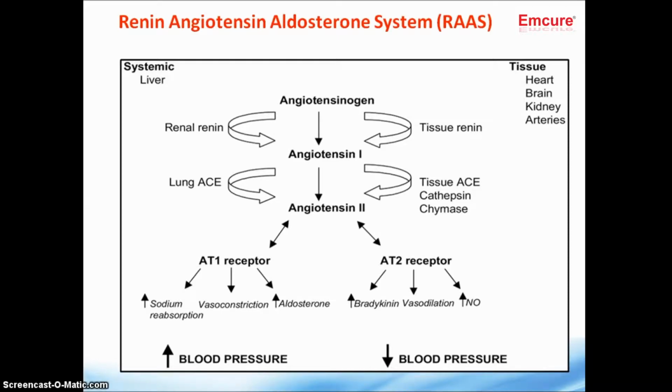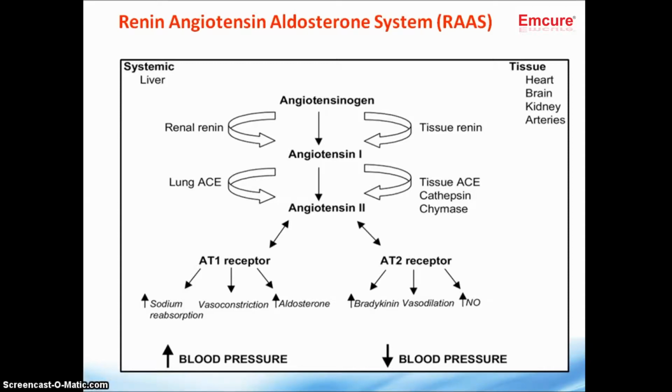Now, angiotensin 1 again is an inactive form, and in the presence of lung ACE, that is angiotensin converting enzyme, and in the presence of tissue ACE, that's a tissue angiotensin converting enzyme, cathepsin and chymase, angiotensin 1 gets converted to angiotensin 2.